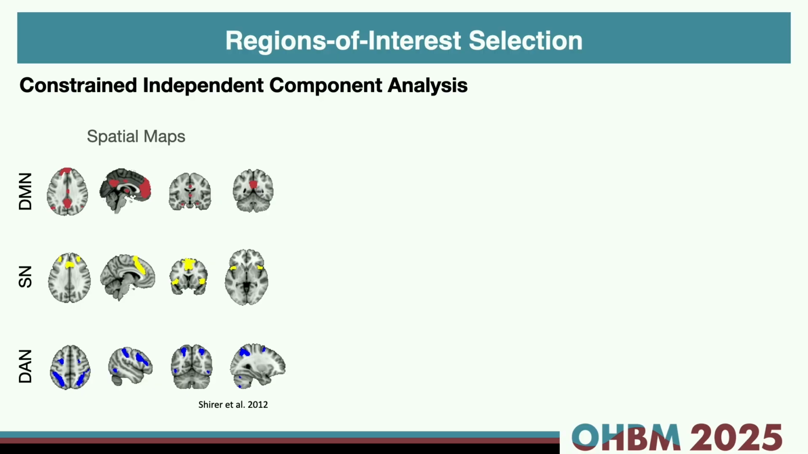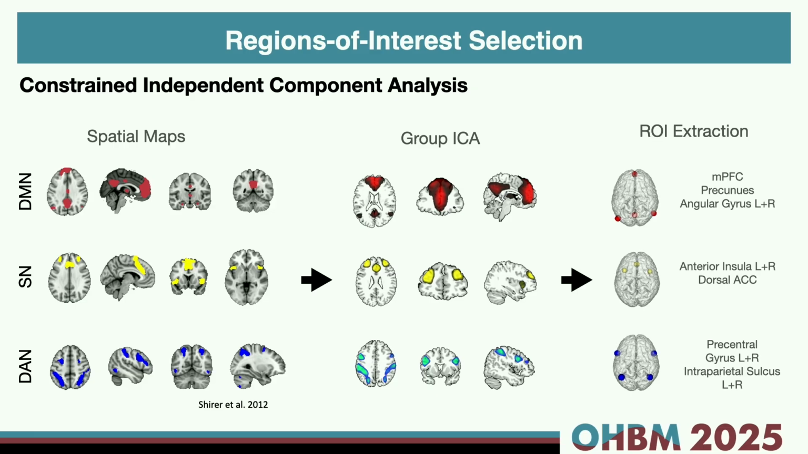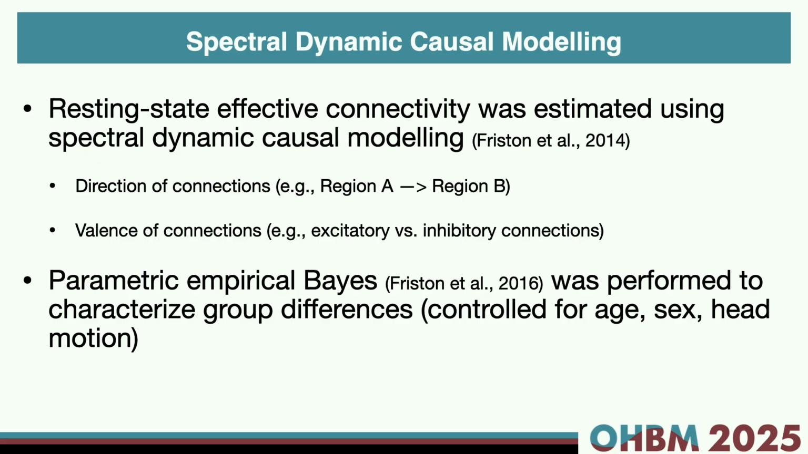By providing a spatial mask from a previous study, we identified the networks of interest using constrained independent component analysis. Then we extracted regional time series from 11 regions across 3 networks. We estimated resting state effective connectivity using spectral dynamic causal modeling, which also enabled us to identify the direction and the valence of connections, such as inhibitory or excitatory connections. We then performed parametric empirical Bayes to characterize the group differences in effective connectivity, and all analyses were controlled for age, sex, and head motion.